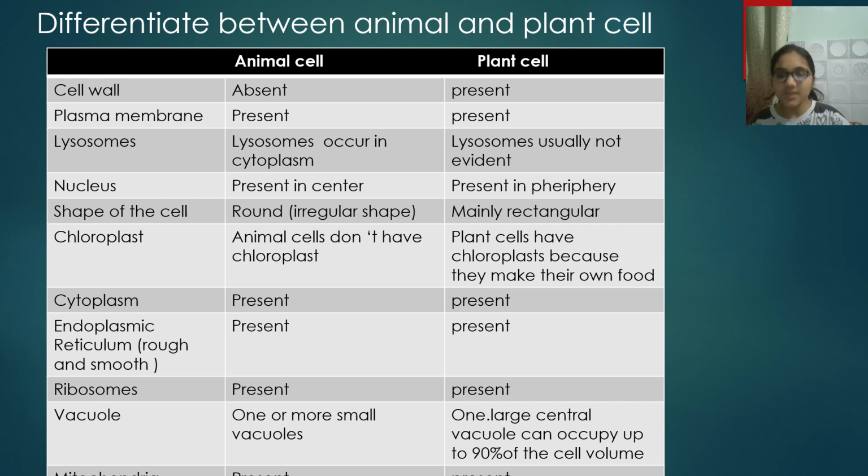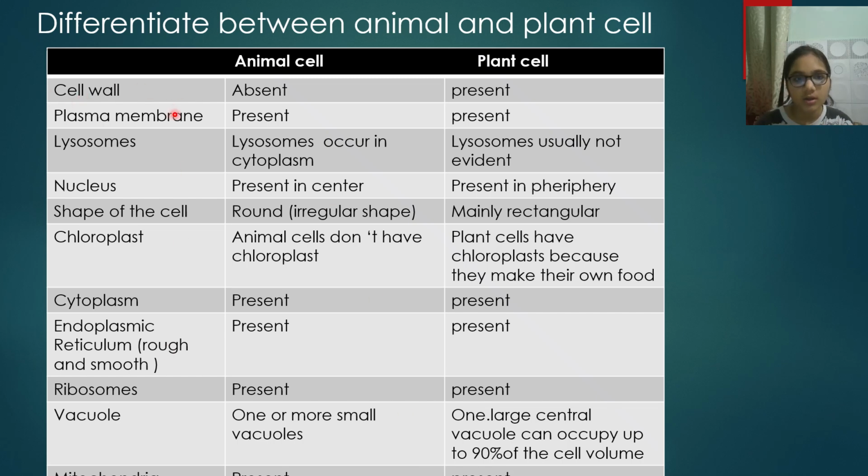Now up to vacuole, what we have done is we have seen all about the animal and the plant cell. We have covered the cell completely. So now we are going to differentiate between the animal cell and the plant cell. So let's start.